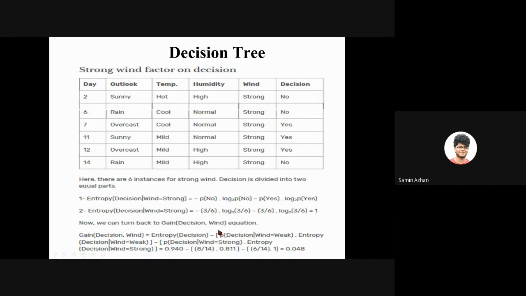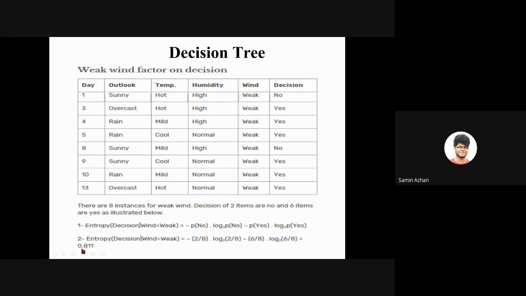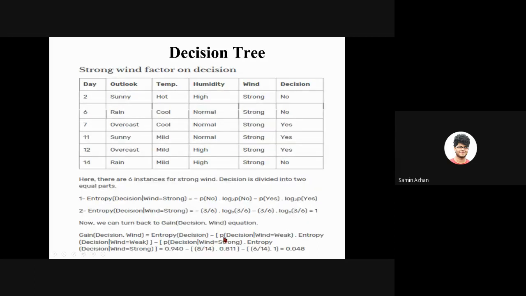So the equation tells us that we have to use the entropy of decision minus the probability of decision while wind is equal to weak times the entropy of decision while wind is equal to weak. We calculated the entropy of decision while wind is equal to weak in the previous slide, right here. So now, how can we calculate the probability of decision while wind is equal to weak? Any ideas?